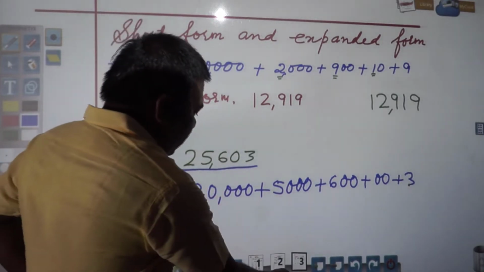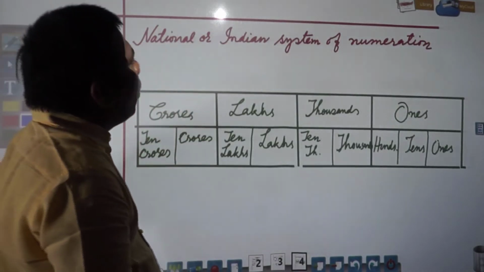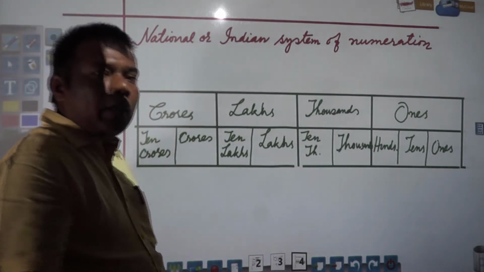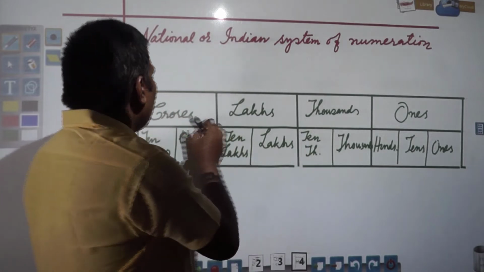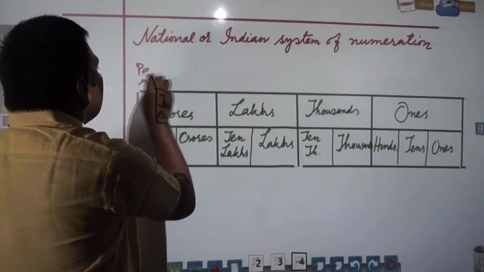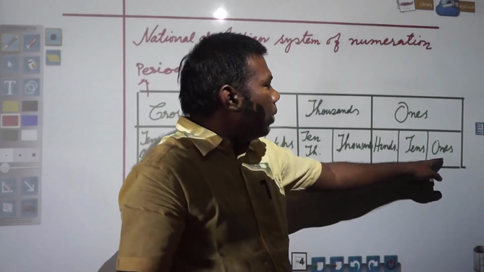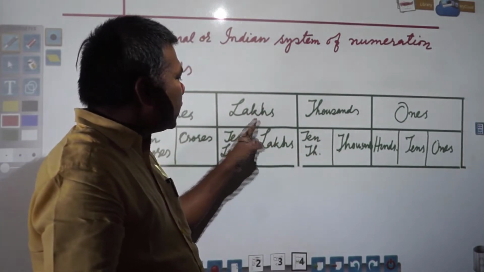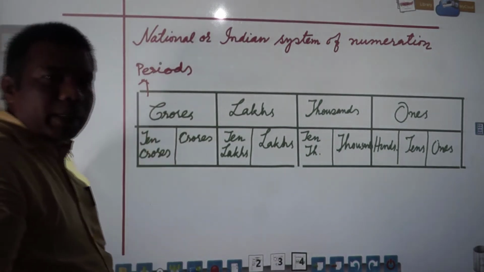Okay. Next we will see the national or Indian system of numeration. So I think you might have studied before, but then also you see crores, lakhs, thousands, ones. These all are called periods. And under these periods, in ones you have ones, tens and hundreds. In thousands you have 1,000 and 10,000. In lakhs you have lakhs and 10 lakhs. And in crores you have crores and 10 crores and more if bigger numbers you have.